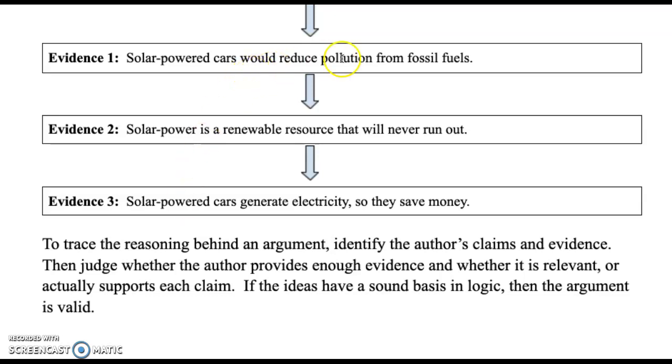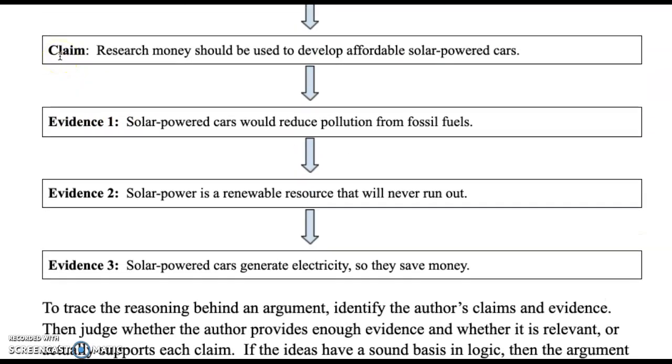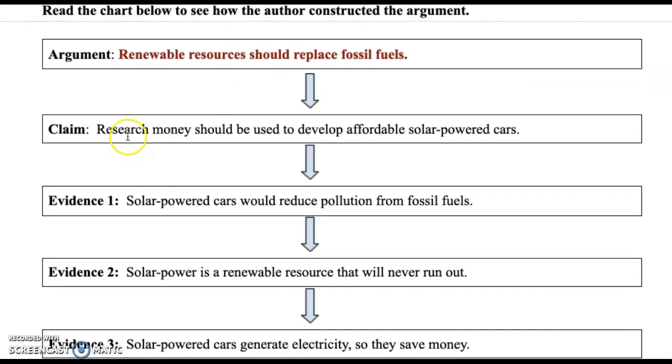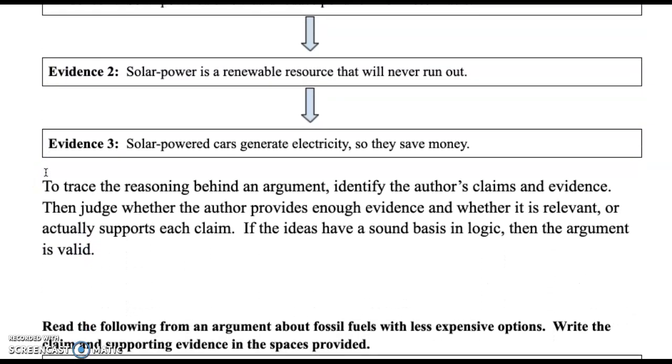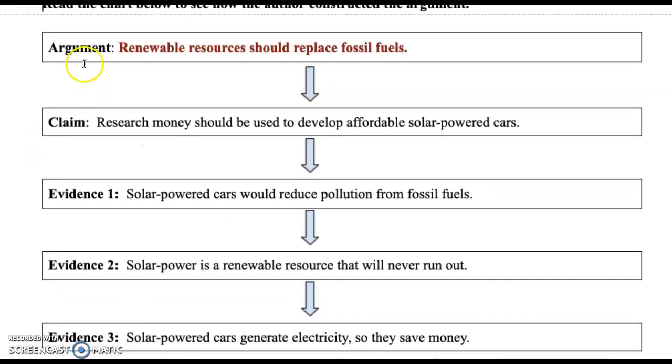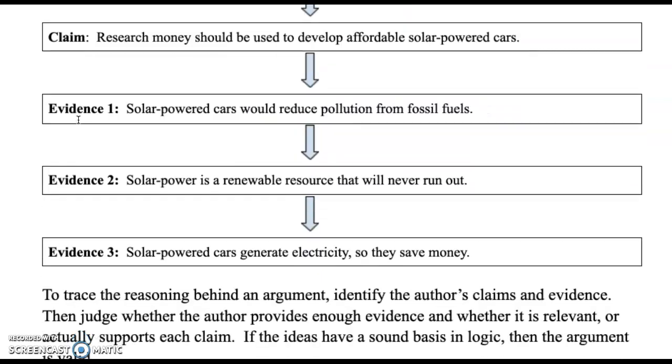Solar-powered cars would reduce pollution from fossil fuels. That's the first piece of evidence which supports this claim that research money should be used to develop affordable cars, and that claim supports this argument. The second piece of evidence was that solar power is a renewable resource that will never run out. That was also in the passage. And the third was that solar-powered cars generate electricity, so they save money. So again, you start with the argument, and this is one of the supporting claims, and here are three pieces of evidence that support that claim.